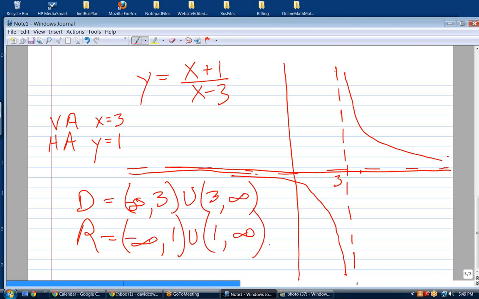Now, a true statement is that functions can never cross vertical asymptotes. Also a true statement is functions can sometimes cross horizontal asymptotes. In other words, there's a possibility.